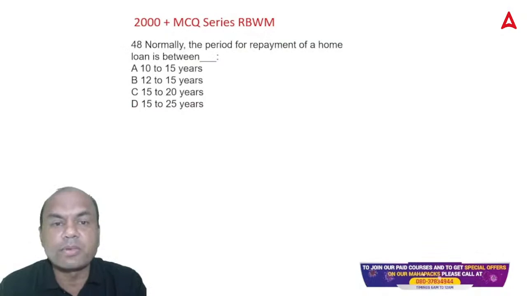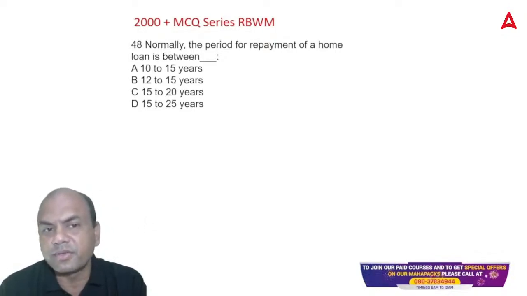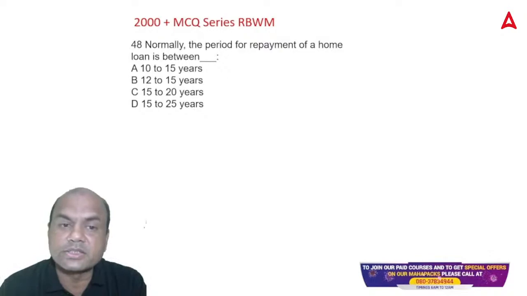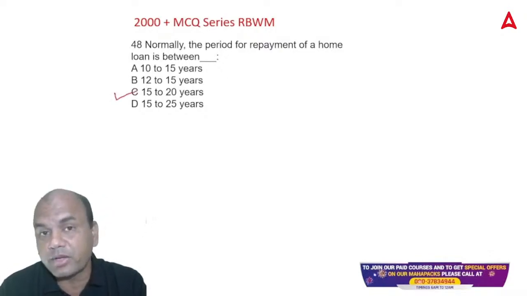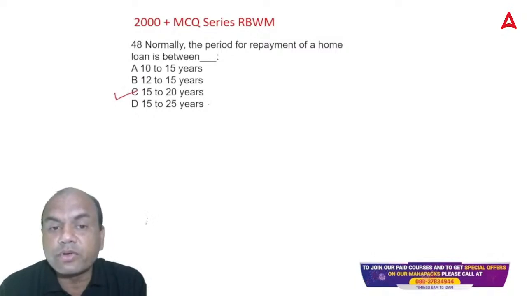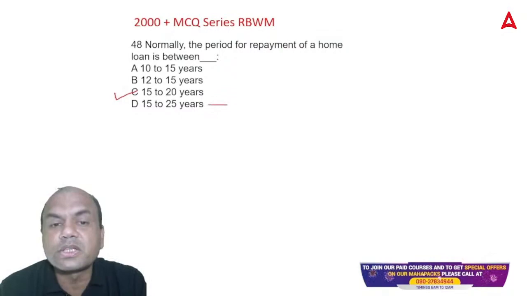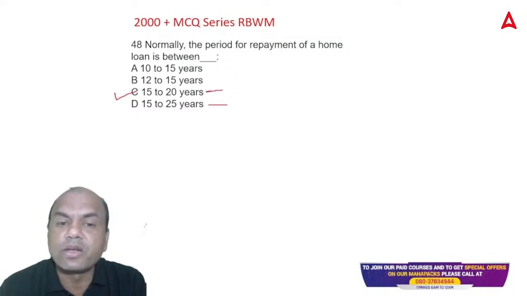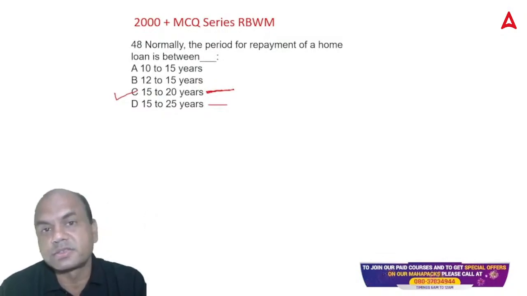Normally the period of repayment of a home loan is between what? Now there can be varied answers to this, but roughly it is 15 to 20 years. Roughly I am talking. Some banks do give it for 25 years also. But 90% of home loans are generally between this range, 15 to 20. As per RBI, you are allowed to give up to 30 years.